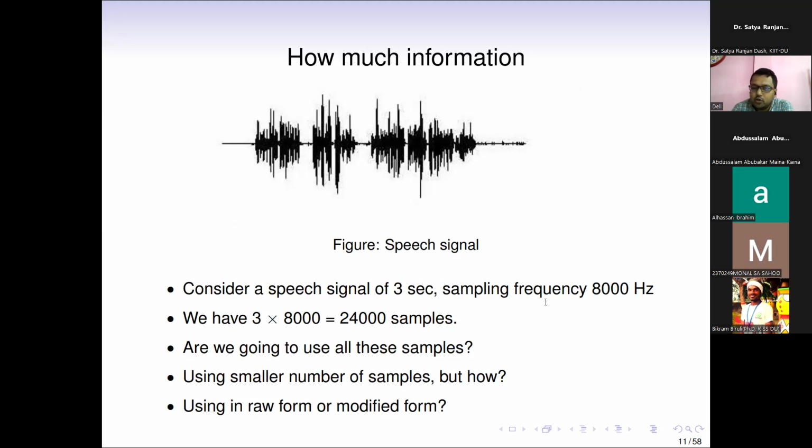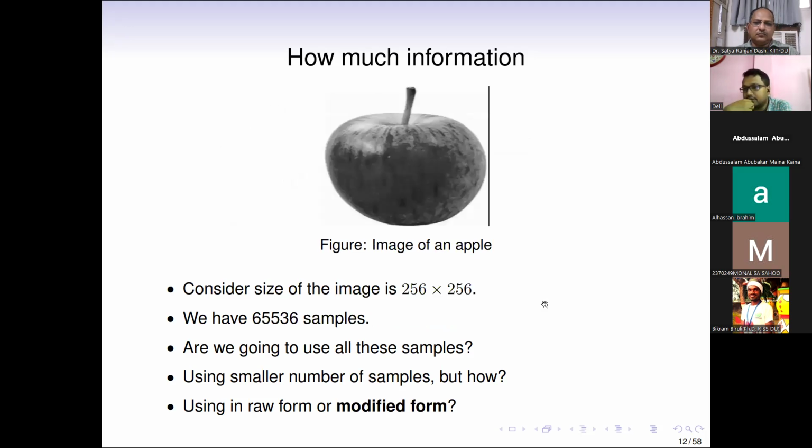So we have 24,000 samples to process. Now, are you going to use all these samples, or are we going to use a smaller number of samples? If it is going to be raw processing, then no problem. But if we are going to take a smaller number of samples, then how many and how do we pick the samples? What is the procedure? The same thing applies here in the case of this image also.